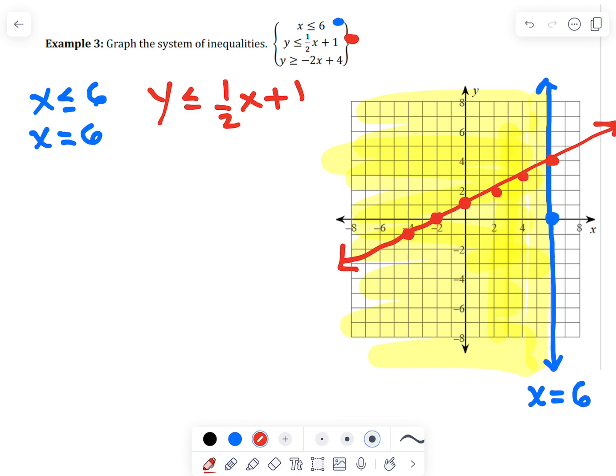And now when we shade this one, this is saying y is less than. So we're going to shade below, less, lower than that red line.